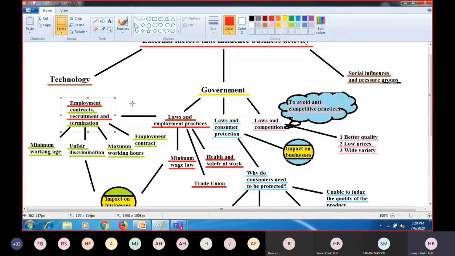But what about the business? Is there any advantage or disadvantage to a business as well? Roma, can you comment on it? An employment contract is compulsory to be given to every employee, because it's a law. So now, will it have a positive or negative impact on the business?